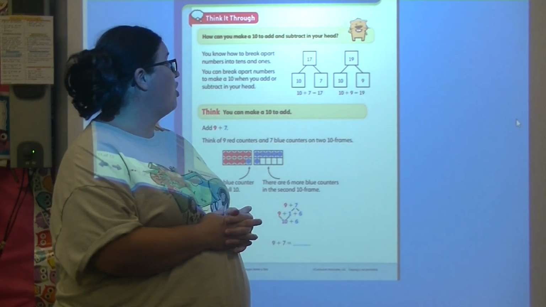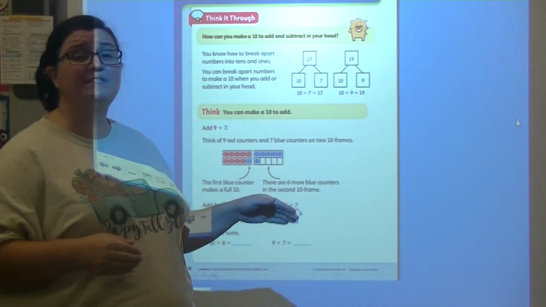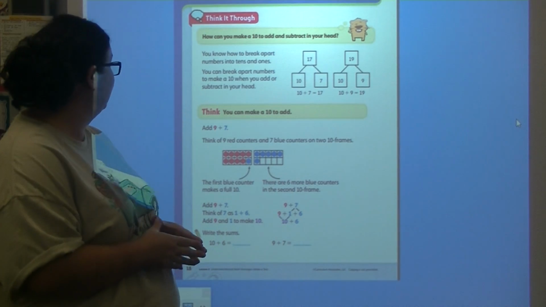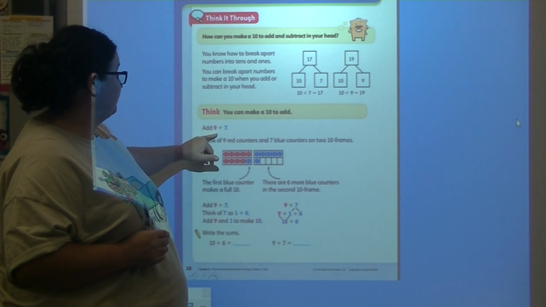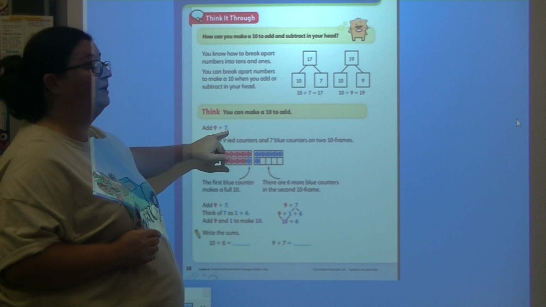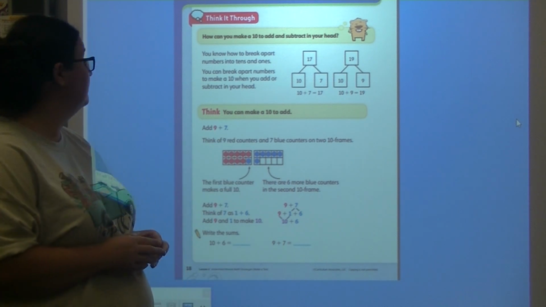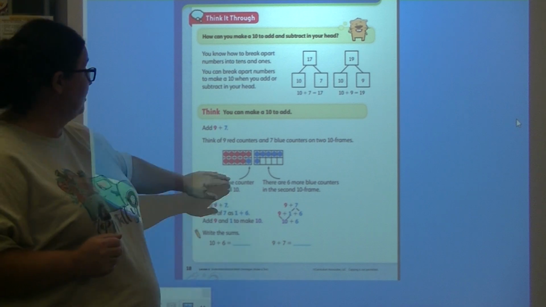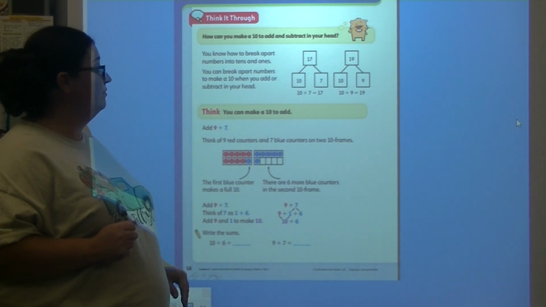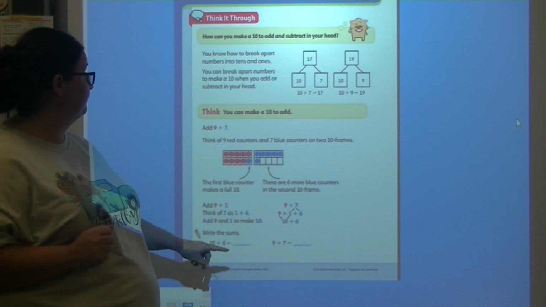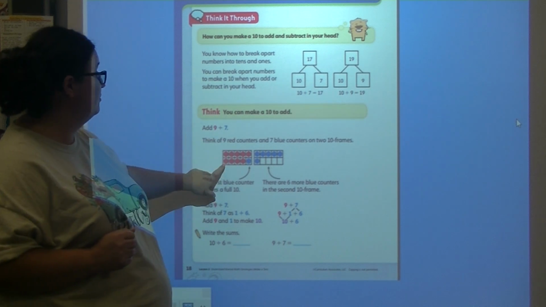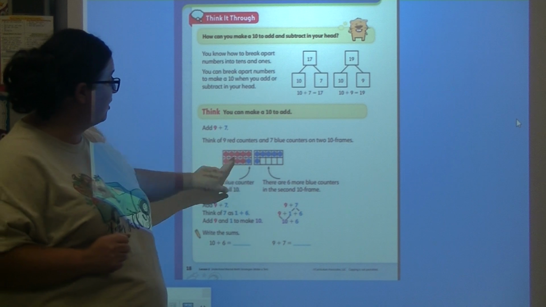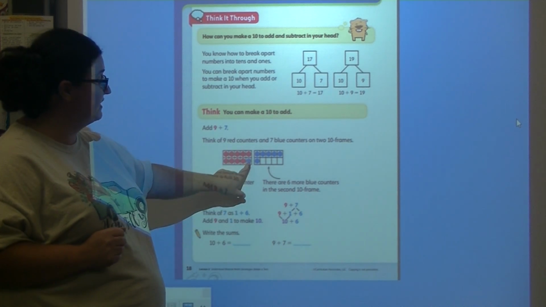Now what's a little bit harder to do is to make a group of 10 when you have an addition problem. So say we have the addition problem 9 plus 7. You can use 10 frames. So in this problem, they have 2 tens frames. They start with 9 reds. So 9 reds would cover all of the spots except for this last one.